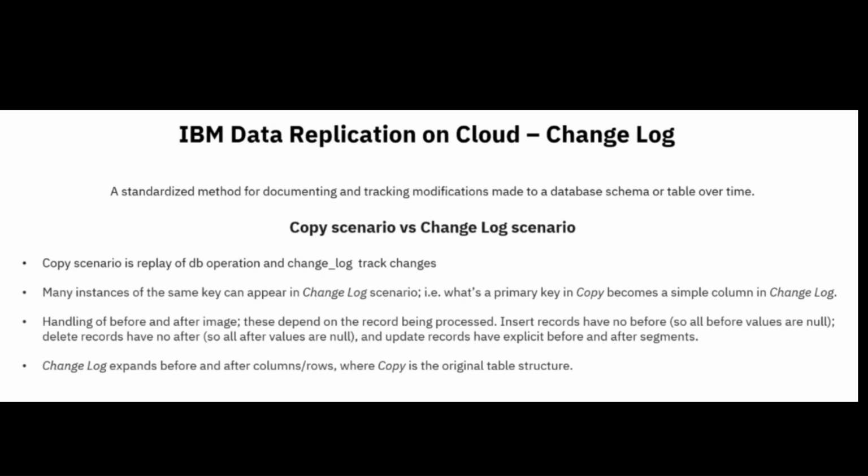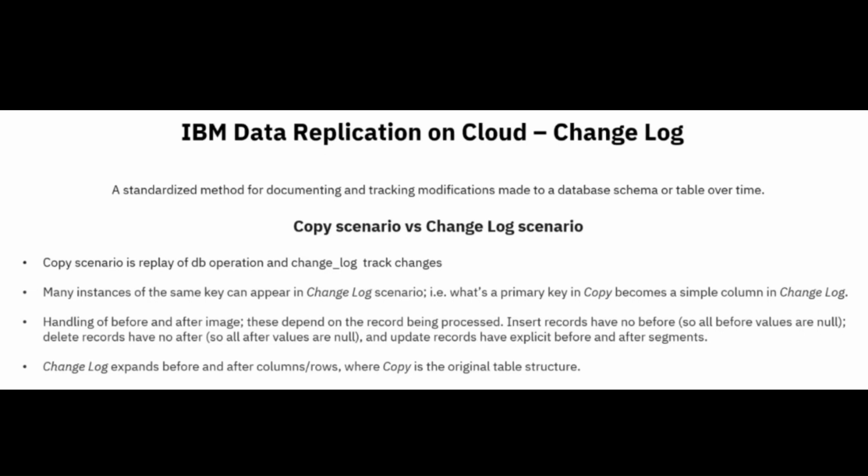Another difference is that in the copy scenario, we replicate the DML as is, but in the change log scenario, we replicate the images, right? We insert the before image for delete, the after image for insert, and both before image and after image for update. And the last, change log expands, as I already mentioned, before and after columns and rows, while in the copy scenario, we just replicate the original table structure as is. That's all I had in the PPT.